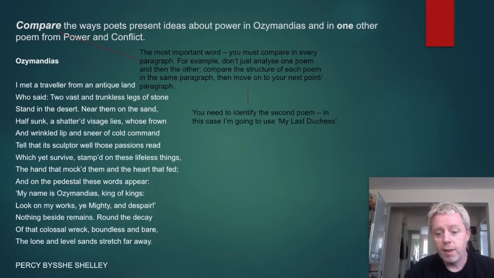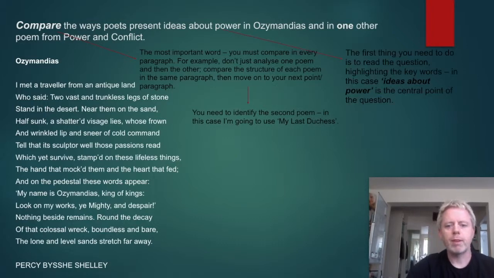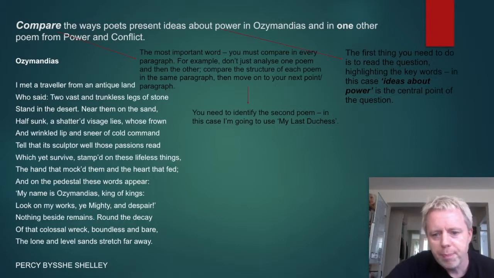You need to identify the second poem. In this case, I'm going to use My Last Duchess. So bear that in mind. You can go and grab a copy of it now, have it beside you. I'll be giving you some notes on it in a minute. So you know that you've got to compare. You've read the question. You know it's ideas about power. You've decided yourself, okay, Ozymandias and My Last Duchess is a good comparison. I'll explore a little bit later how to decide which poem to compare it to.